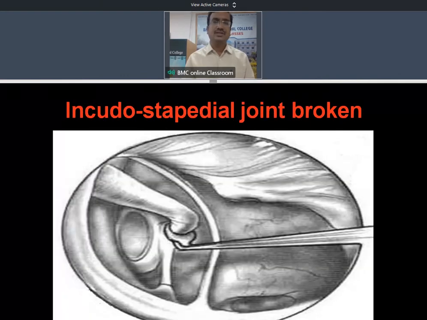Then you should separate the incudostapedial joint. That is the first step. Before making the fenestration or hole in the footplate of the stapes, you should separate the incudostapedial joint. Without separating this joint, if you manipulate this area, there is a chance of dislocation of the incudostapedial joint, and also a chance of injury to the inner ear, that is the labyrinth.